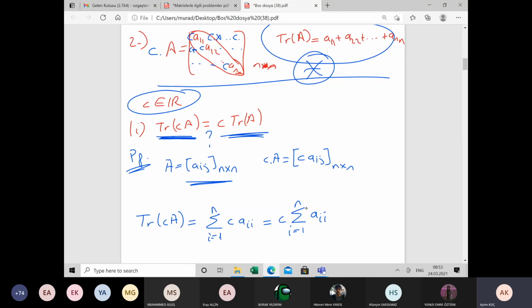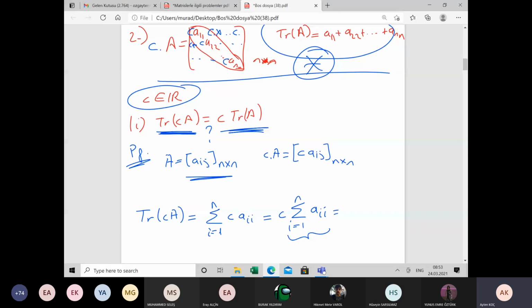And so what's this one? The sum of all entries on the main diagonal of A. So this one is C times the trace of A. It's okay, this one.